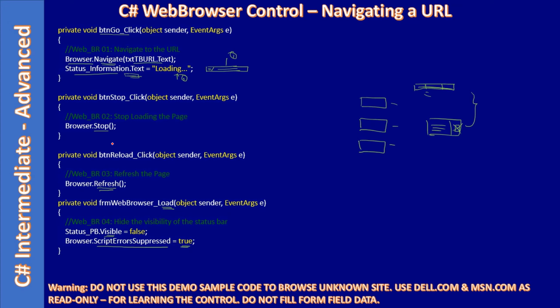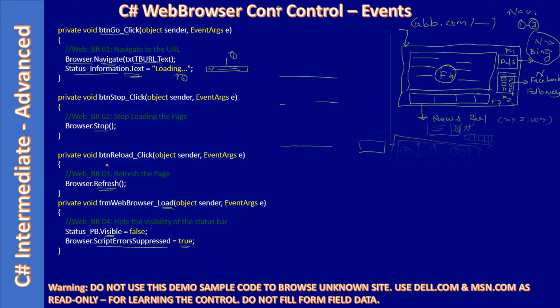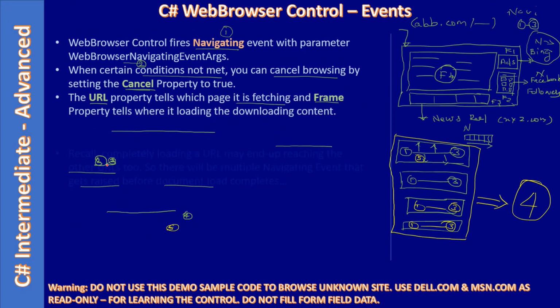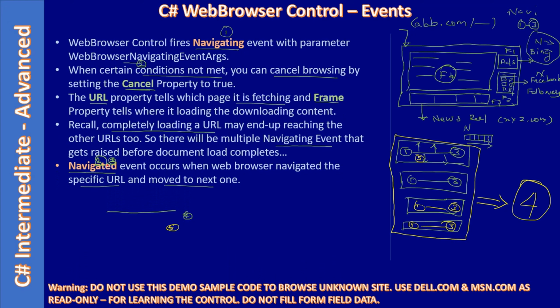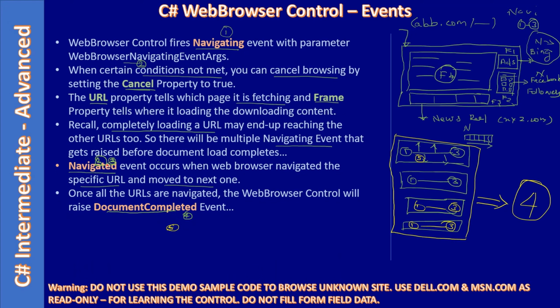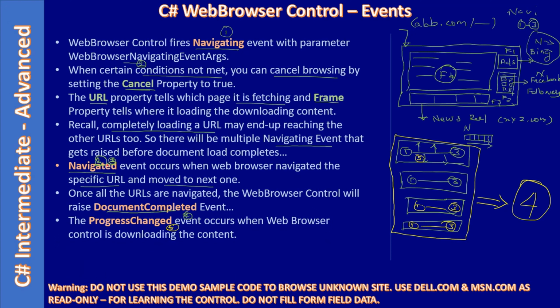Then we learned how to implement the basic functionality of browsing a web page using the navigate method, and how to use stop and refresh. Then we learned about the important events: navigated, document completed, and progress changed. We also learned about the incoming parameter for the navigating event, the WebBrowserNavigatingEventArgs, and from there how to cancel the event. And at the same time we learned the use of the URL and frame property.